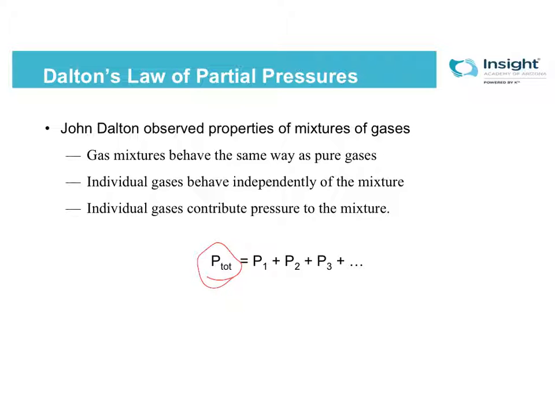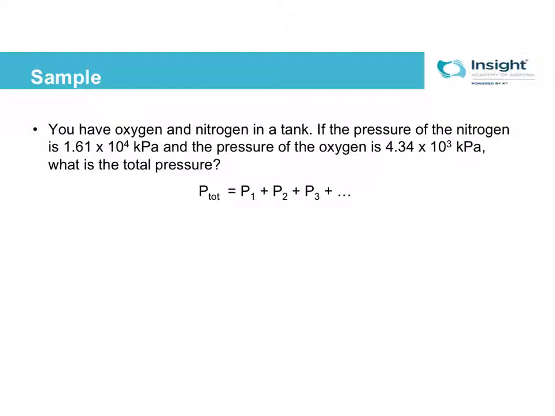I've got the dots here because it depends on how many gases are in your mixture. If you have 10 gases, then the total pressure is going to be the sum of the individual pressures of those 10 gases. If you only have 2 gases, then the total pressure is the sum of the individual pressures of the 2 gases. So let's see what this looks like.